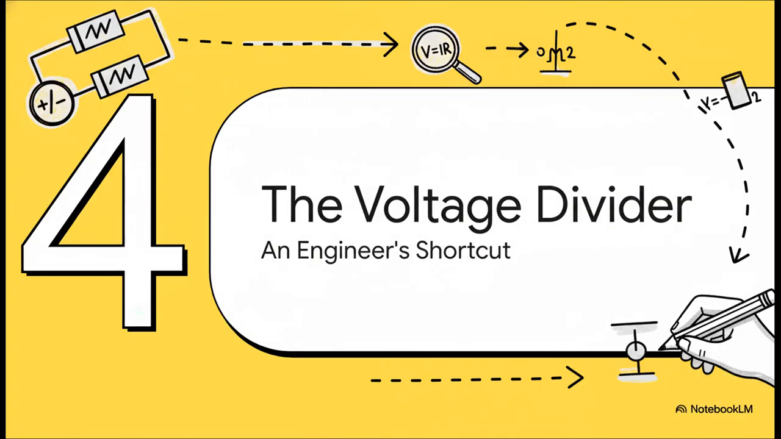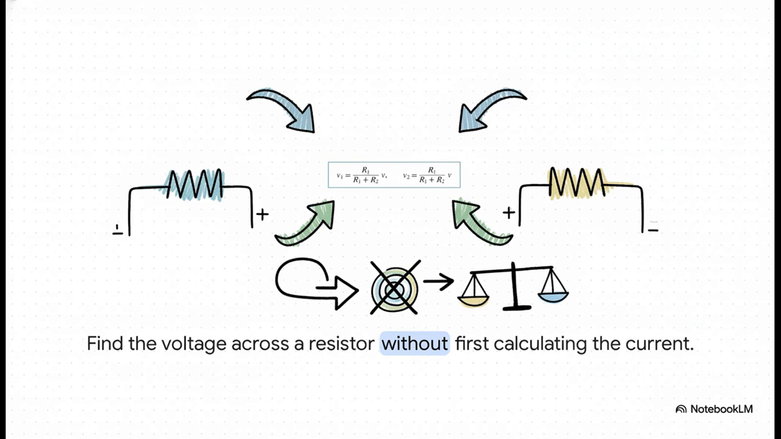Now that we have Ohm's and Kirchhoff's laws under our belt, we can actually use them to create a super handy tool. This isn't some new law of physics, but it is a really clever shortcut that engineers use all the time. It's called the voltage divider rule. The real beauty of this formula is that it lets you skip a whole step. Instead of having to calculate the total current flowing in the circuit first, you can jump straight to finding the voltage across any single resistor.